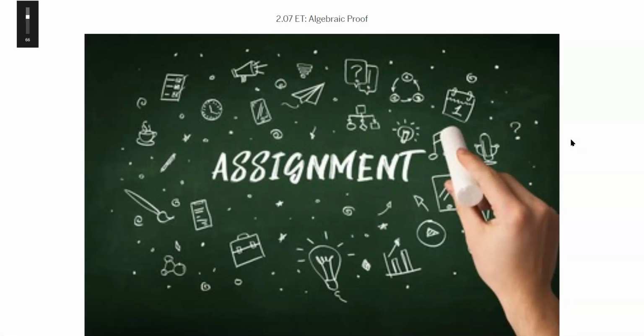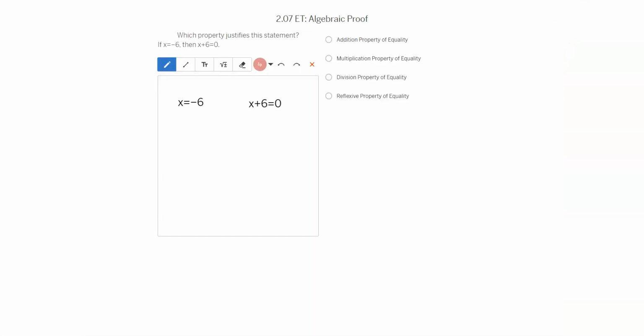To this assignment tutorial 2.07 exit ticket on algebraic proof. Which property justifies this statement? If x equals -6, then x plus 6 equals 0. Notice that -6 plus 6 equals 0. Therefore, we have used addition property of equality.